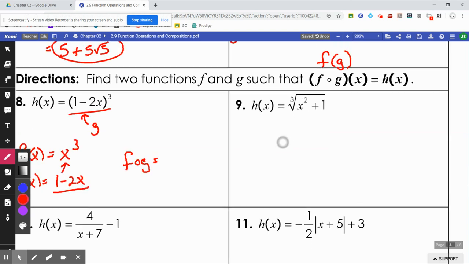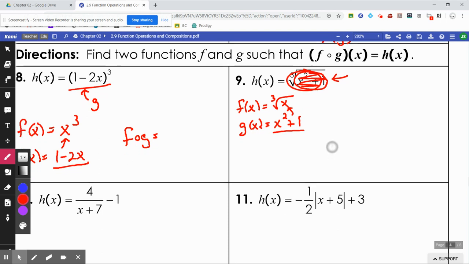Let's try another one. So again, we're looking for what's the g that got plugged in. Now this is the stuff that's on the inside, so we'll let that be our g. So if g of x was equal to x squared plus 1, and we plug that into what function would give us this? We'll take that out and replace it with an x, and you get the cube root of x. And again, if you were to plug that in where that x is, you would get this stuff back.